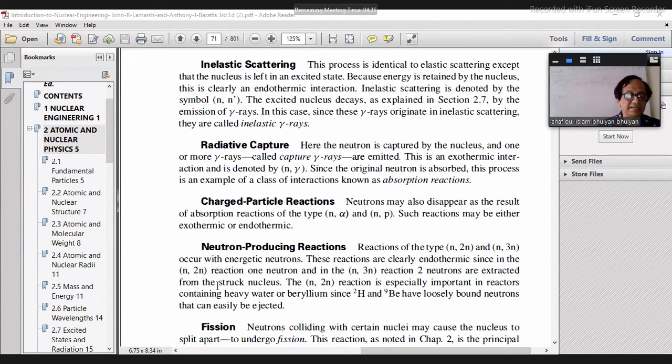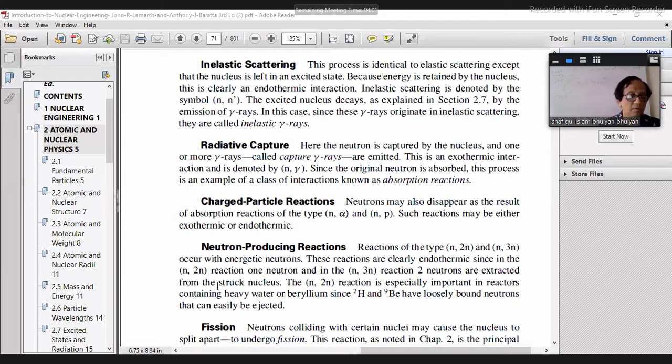In scattering, the result is an energy exchange between the two particles involved, and consequently the incident neutron remains free after the interaction. In contrast, in absorption the neutron is captured by the nucleus, forming a new particle. So when it is absorbed, we definitely get a new particle.